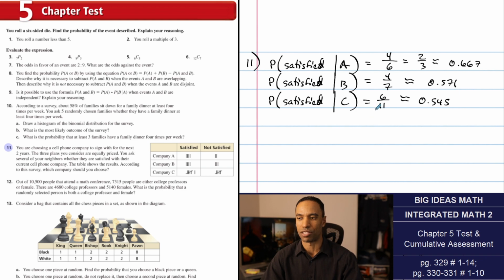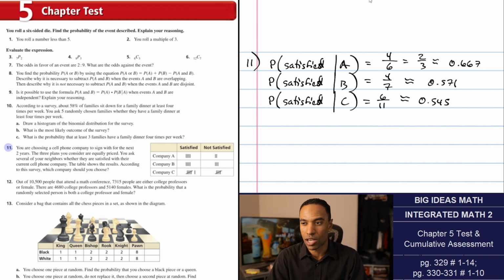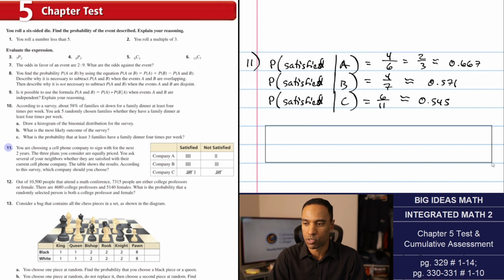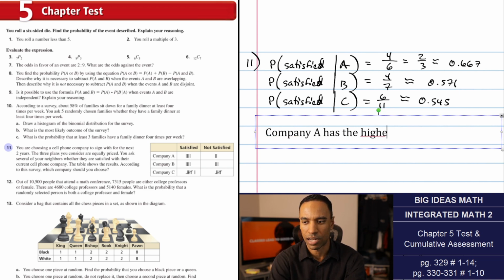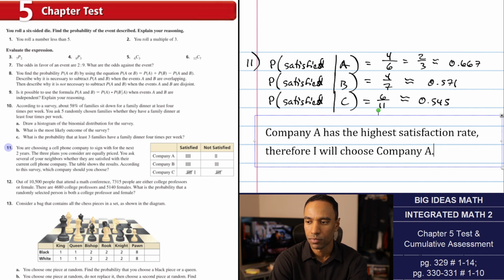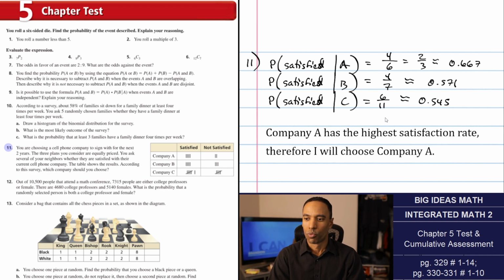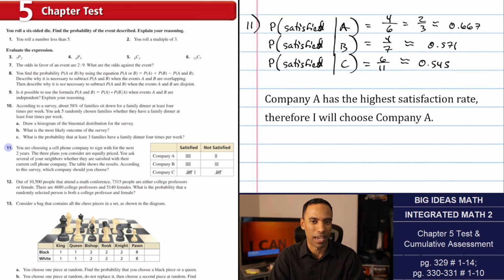So even though there were more satisfied with company C, there were also more people that we're talking about. It means more dissatisfied. So which should you choose based on this? All of them are pretty small sample sizes, but company A has the highest satisfaction rate. Therefore, I will choose company A. I would honestly do a lot more review and reading. That's not very many people to be asking around.